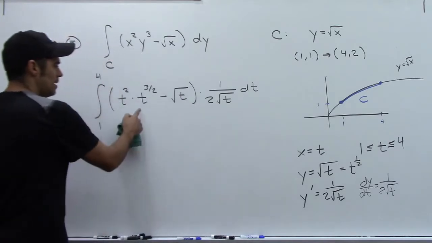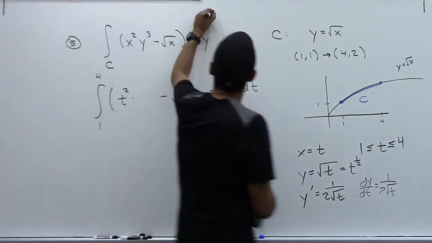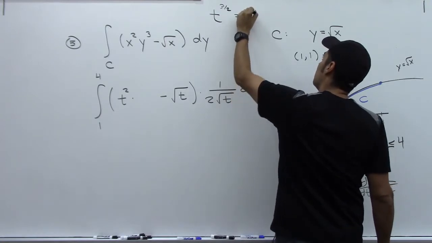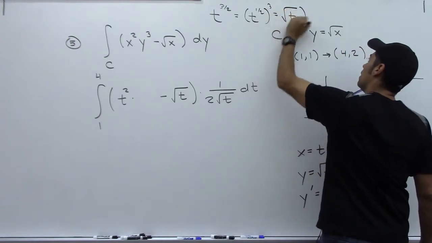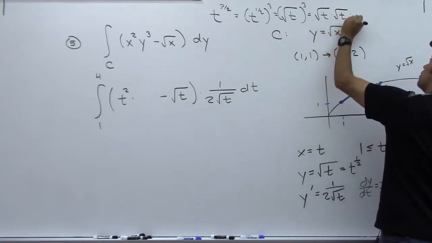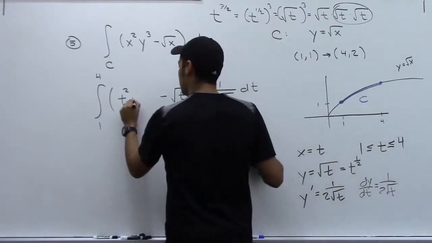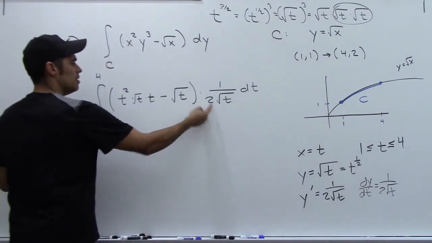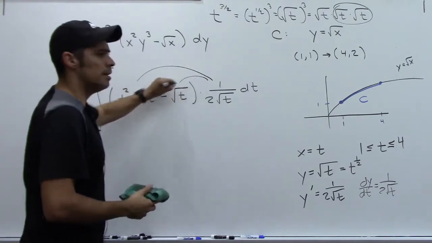Okay, now that I see this, I'm going to rewrite this. This right here, t to the 3/2, is t to the half cubed. That was square root of t cubed, which is square root of t times root t times root t, and those two together are t. So I'm going to rewrite this as root t times t. The reason I'm doing that is because I'm going to distribute this through here, and the root t's are going to cancel. So let's distribute here and here.